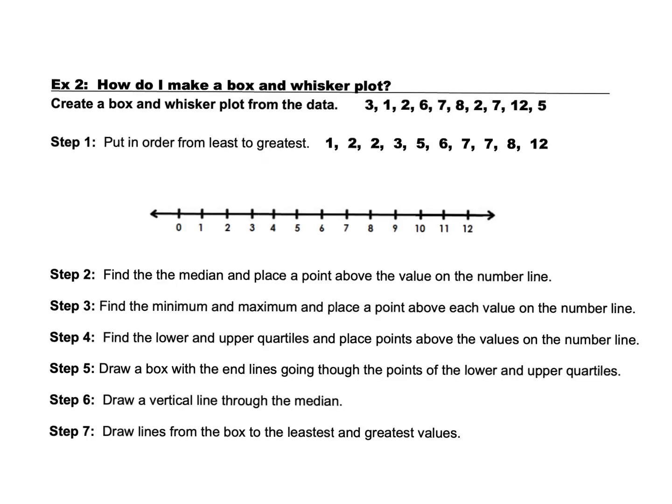All right, example 2, how do I make a box and whisker plot? So the first step in making a box and whisker plot is to put the data in order from least to greatest. And it's already been done there for you just to save on some time. So step number 2 is to find the median and then place the point above the value on the number line. So remember we said that the median is the middle number. So let's identify the middle number.